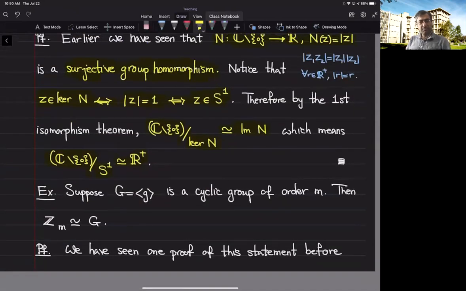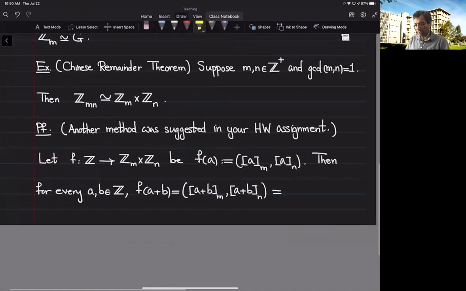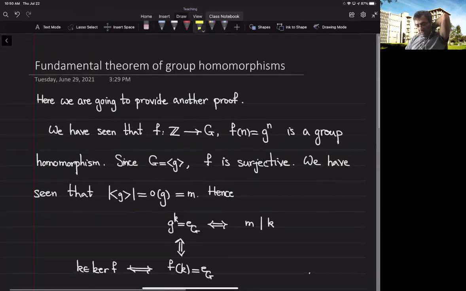Okay, so the next example we have already seen before when we discussed isomorphism of groups in general, but here I want to give you an alternative way of proving it. So suppose G is a cyclic group of order m. So it is generated by an element, small g, and we are told that it has m elements. In that case, I want to show that G is isomorphic to Z sub m, the set of integers modulo m. Again, we have seen this statement before: up to isomorphism, cyclic groups of order m are unique. All of them are isomorphic to Z sub m.